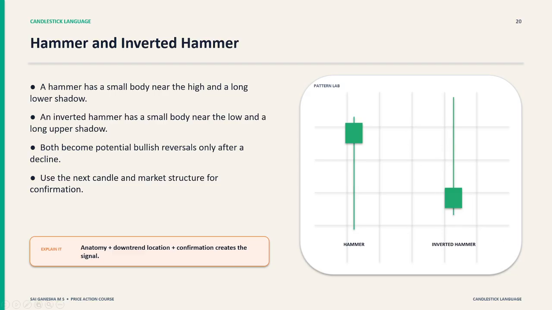So next we have the inverted hammer. This has a small body near the bottom and a long upper wick.